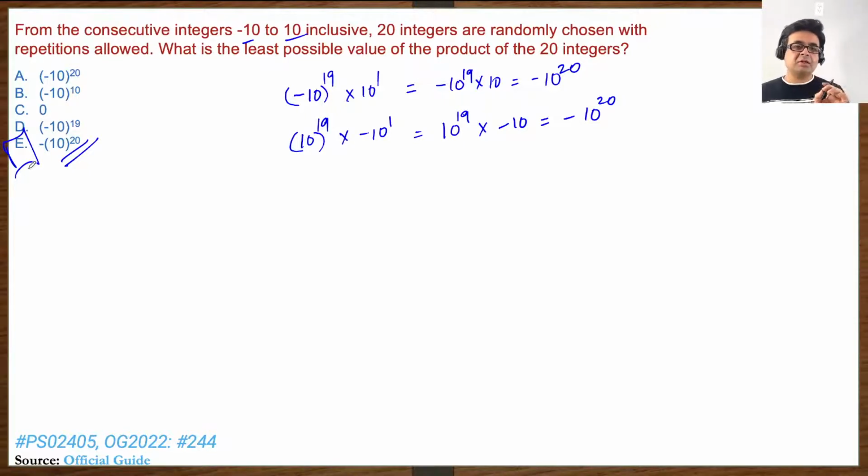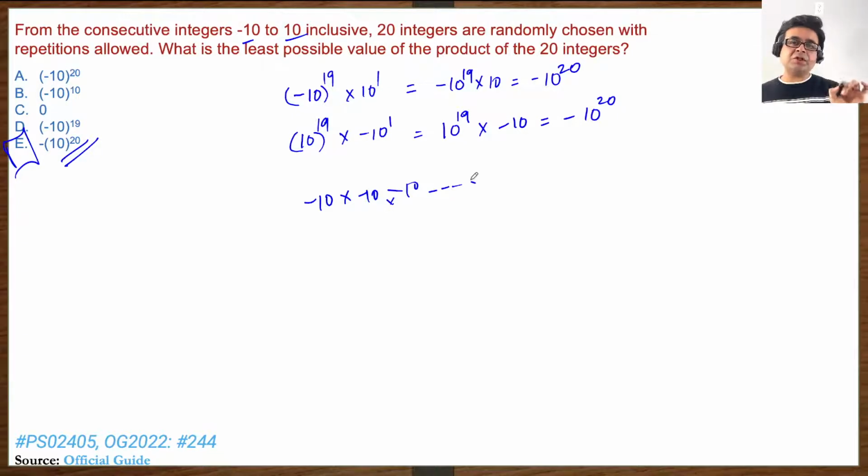So the main reason why people make mistakes in this question is the following. One, they don't understand the meaning of least possible value, right? They assume the value to be 0. If the repetition was not allowed, the least possible value absolutely would be 0, because 0 is one of the values. However, since the repetition is allowed, you can literally take minus 10, minus 10, minus 10 as many times as possible.